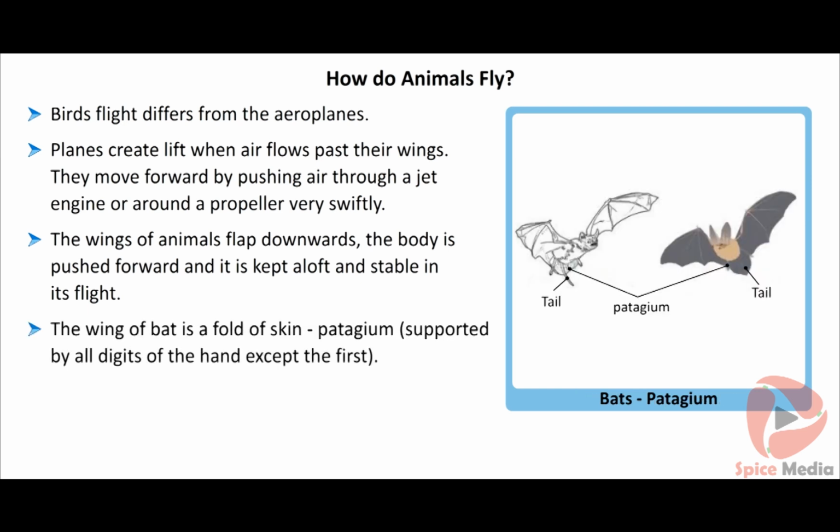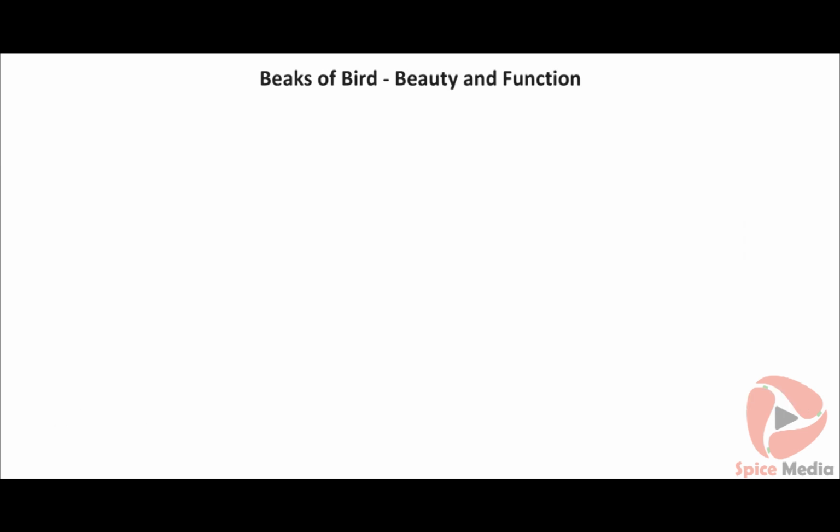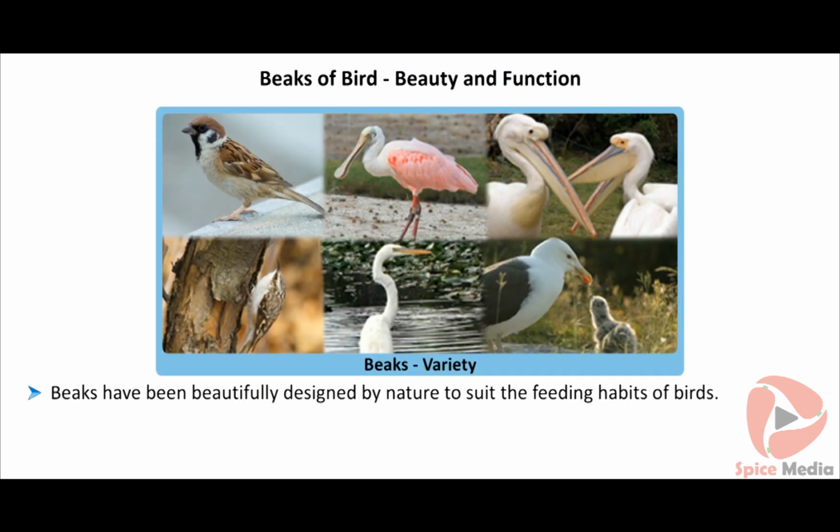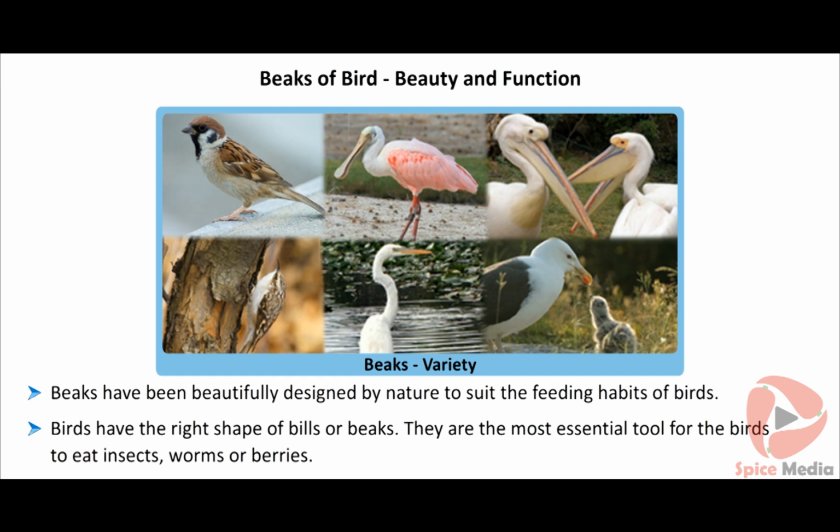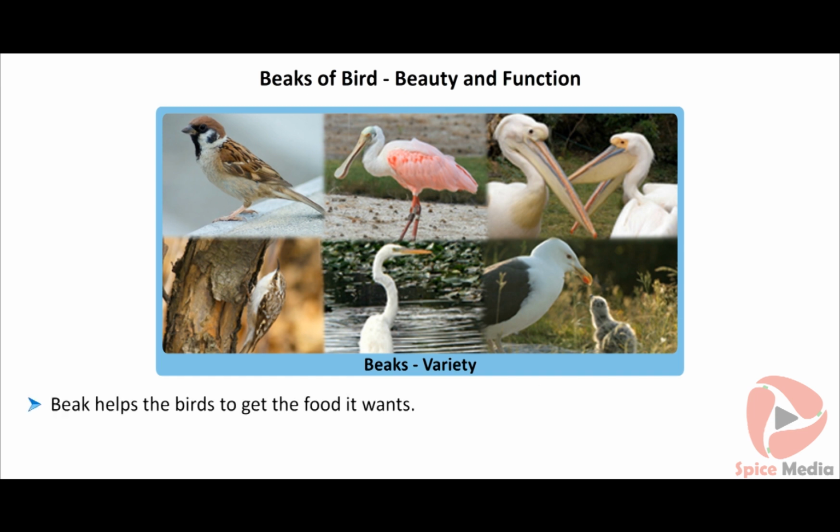The wing of a bat is a fold of skin called patagium, supported by all digits of the hand except the first. Bats are the only mammals that truly fly by flapping their wings. Beaks have been beautifully designed by nature to suit their feeding habits. Birds have the right shape of bills or beaks. They are the most essential tool for the birds to eat insects, worms, or berries. The beak helps the birds to get the food they want.